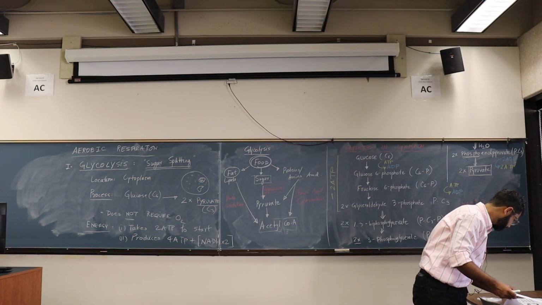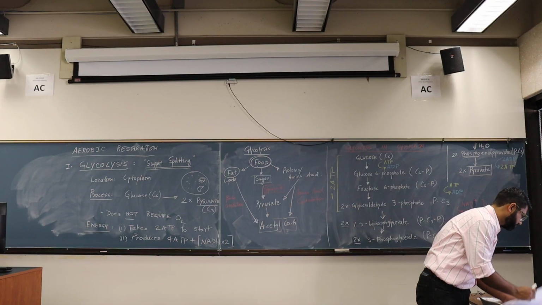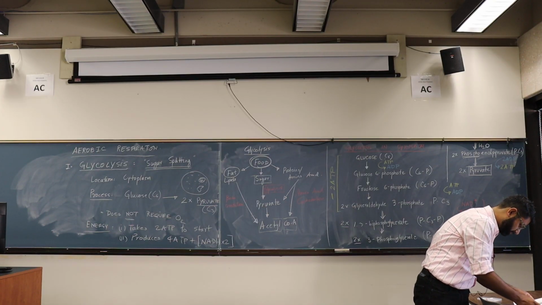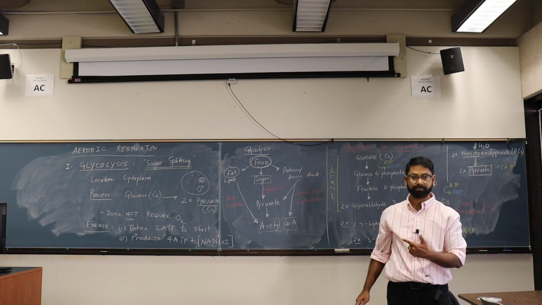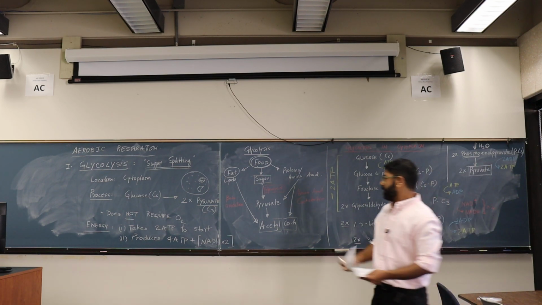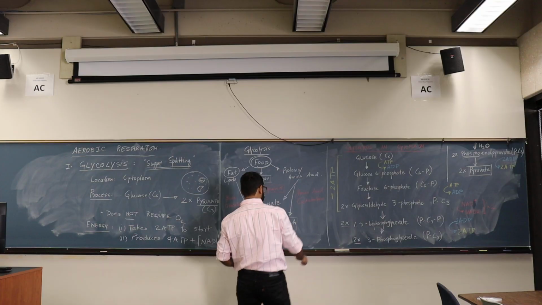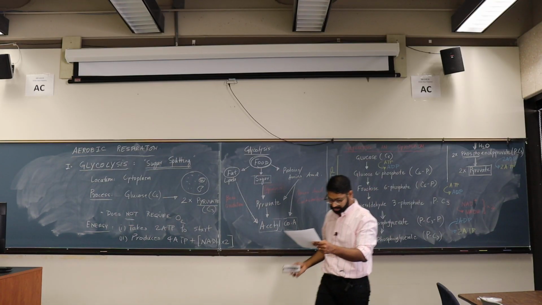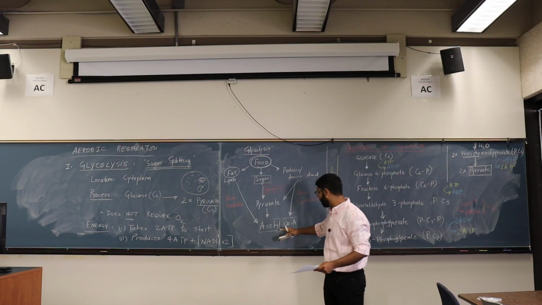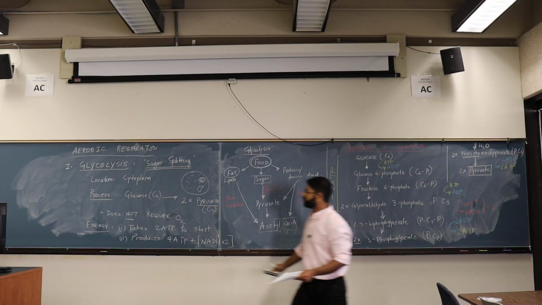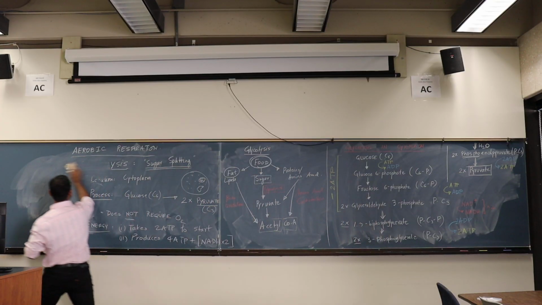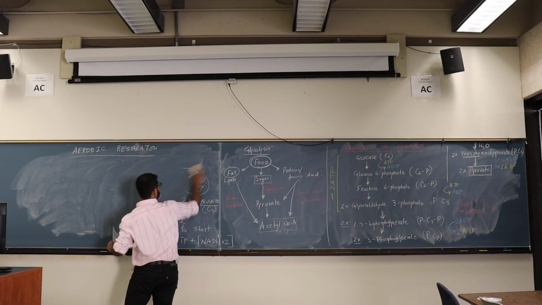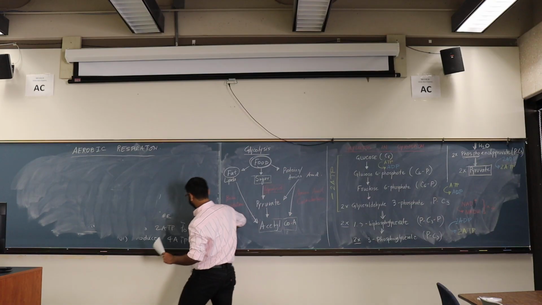Any doubts with this glycolysis part? Okay. If this is clear, then let's move to the next step, which is this. So pyruvate to the acetyl-CoA. So the next step is the conversion of the pyruvate to the acetyl-CoA.